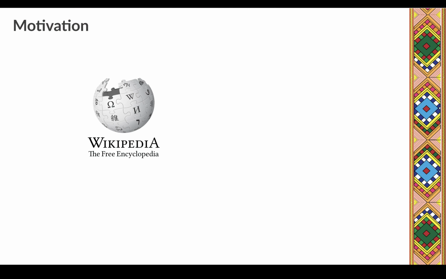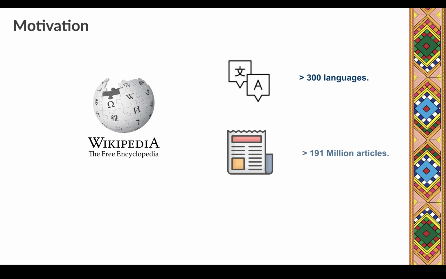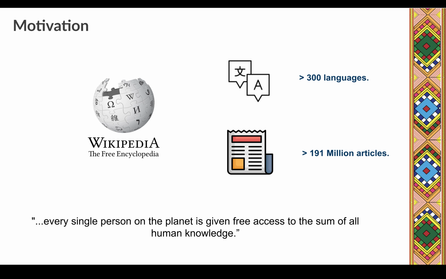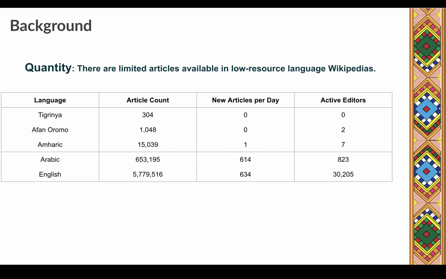I'm sure most of you here are aware of Wikipedia. It's a free encyclopedia available in over 300 languages and has over 191 million articles in total. And the vision statement for Wikipedia is for every single person on the planet to be given free access to the sum of all human knowledge.